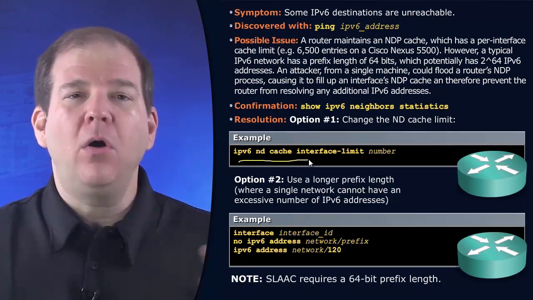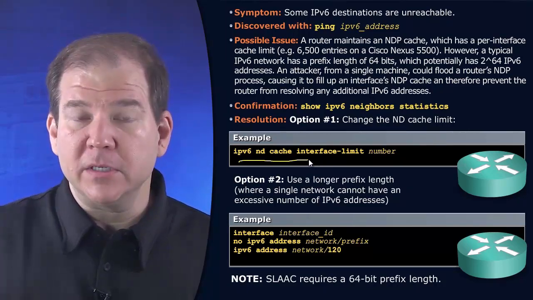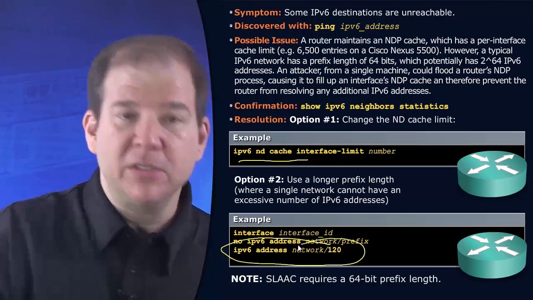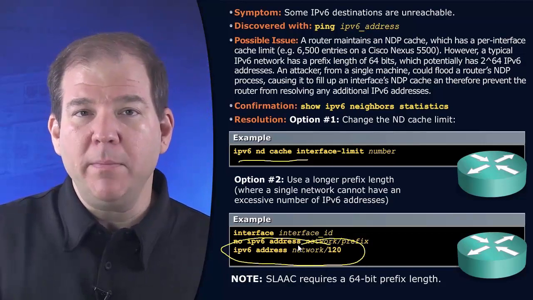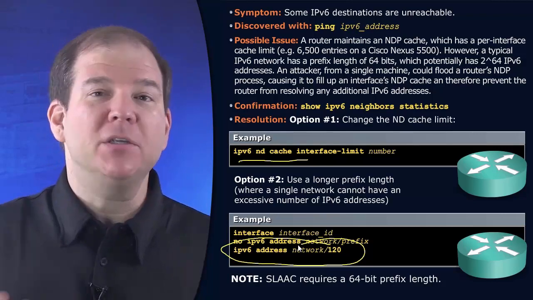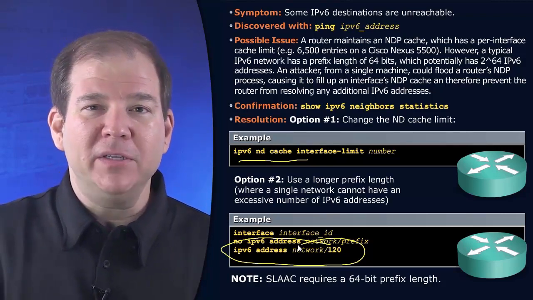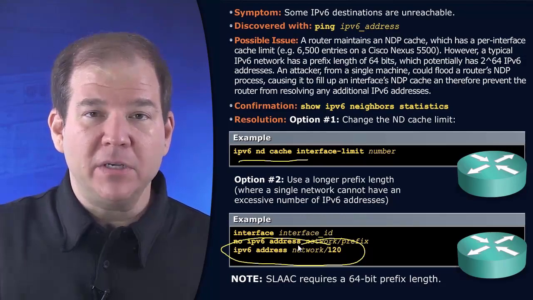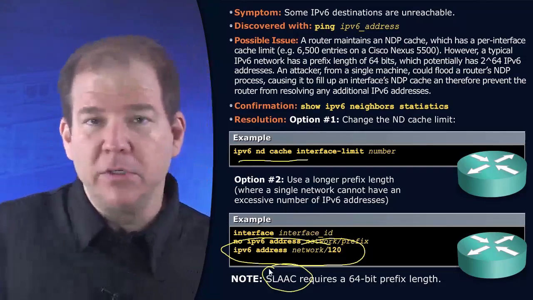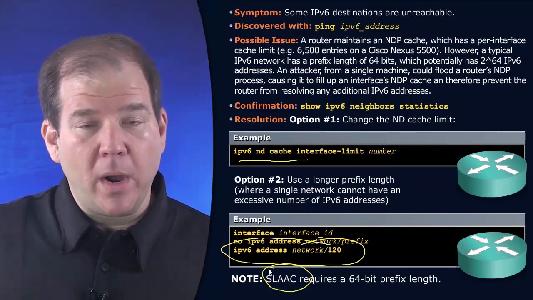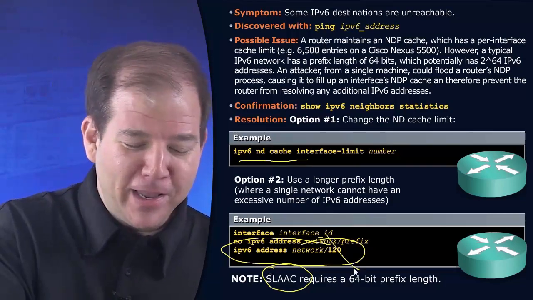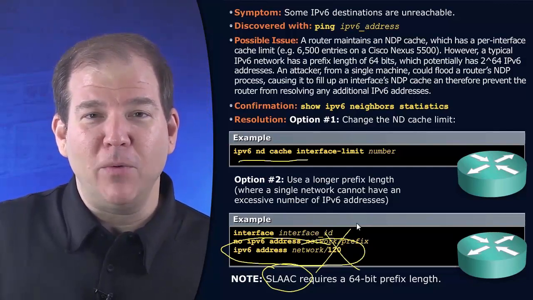We could have a longer prefix. Instead of 64 bits, here's an example where we could go in and say that our IPv6 addresses are going to use 120 bits in their network prefix. That would vastly reduce the possible number of valid IPv6 addresses that we would have for an IPv6 network. One word of caution though, if you're using SLAAC for your IP version 6 addressing, there's a requirement. It requires that we use a 64-bit prefix length. So if we are using SLAAC, then going in and using a longer prefix would not be an option for us.